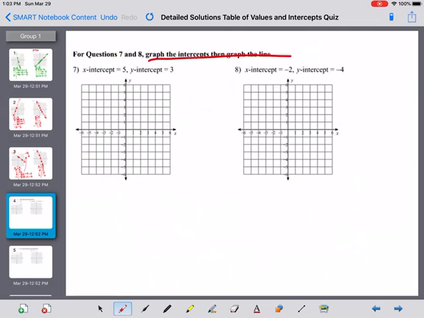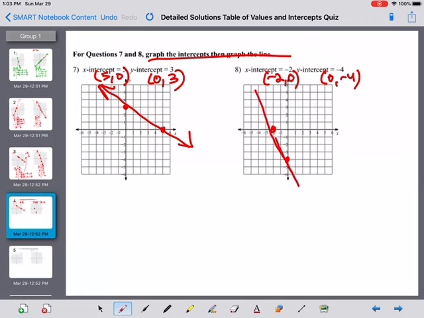Okay, for questions 7 and 8, graph the intercepts. So if the x-intercept is 5, now remember that's the ordered pair 5, 0. The x-intercept is when the y equals 0, so that's 5, 0. The y-intercept is 0, 3. And then you connect those with a ruler. And that's the line. And then x-intercept of negative 2, so remember that's negative 2, 0. And then we have 0, negative 4. And then we graph that line. And that, whoops, the line goes on forever in both directions.